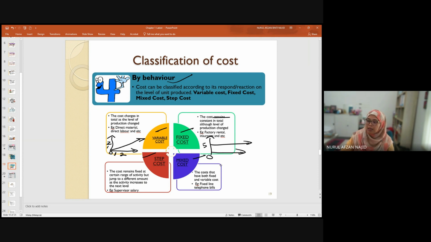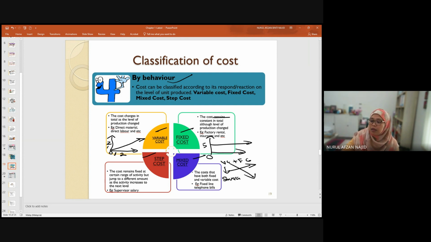Kalau mixed ni adalah gabungan antara variable and fixed. Dia gabungkan 2 tu, dia jadi mixed. Contoh fixed line telephone bill. Sewa line dengan TM, itu kena bayar walaupun you tak guna telefon tersebut. You kena bayar setiap bulan. Kalau tak nanti dia akan potong. This one is fixed, sorry. Variable adalah penggunaan line telefon you tu. Kalau you banyak guna call customer, banyak customer yang you call sehari sampai 20 orang, so it depend on you punya penggunaan lah. So dia akan gabung variable and fixed.